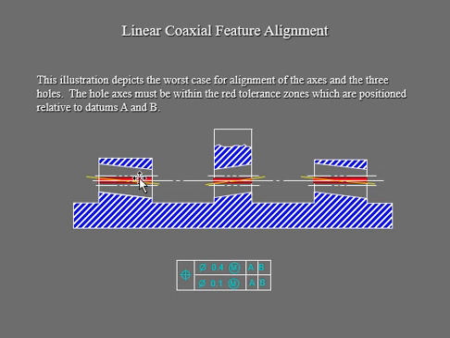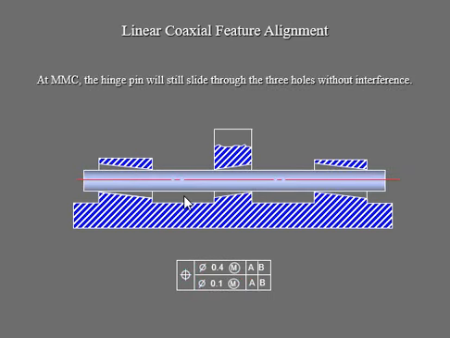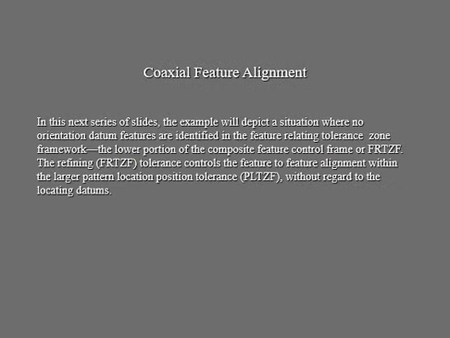So then you have a three-hole pattern, 1, 2, and 3. The hole axes have to be within the red tolerance zones. They are all positioned relative to your datum A and B. Now we're going to put the hinge pin into these holes, right across. We can see the three holes, and look at that, without any kind of interference. Here is your shape going through each of the holes, and we are definitely applying this composite tolerance for that.